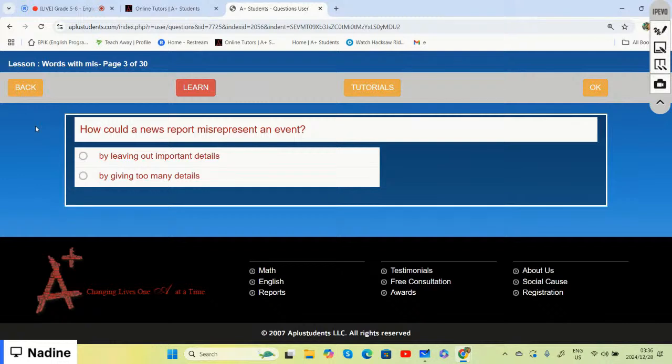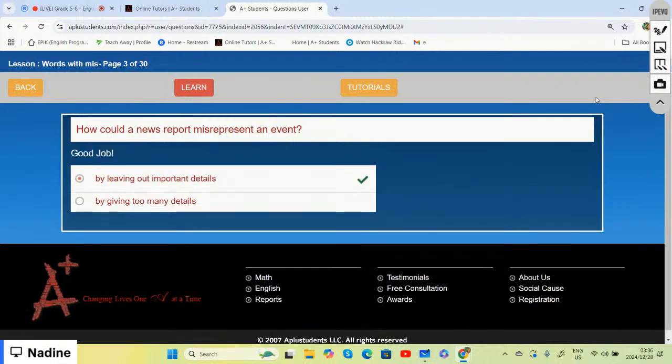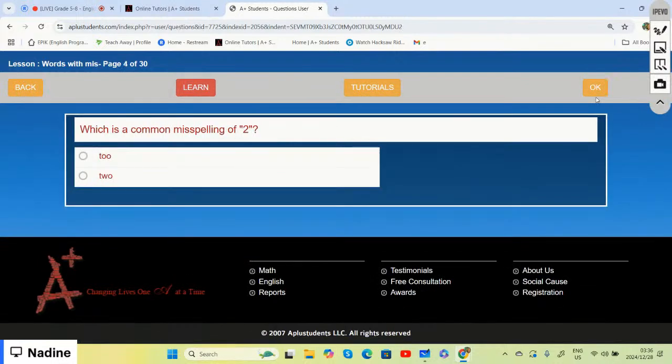And if we were to choose the correct option, yes, we can say by leaving out important details. That means that a news report can misrepresent an event.